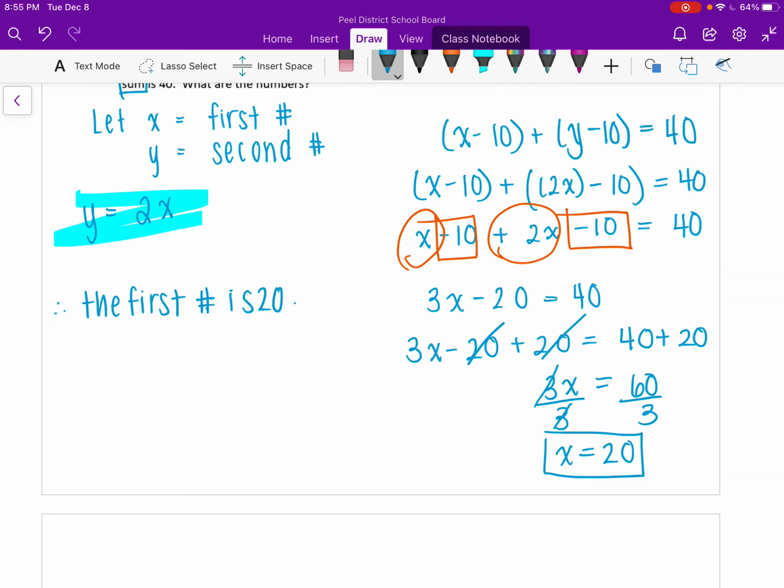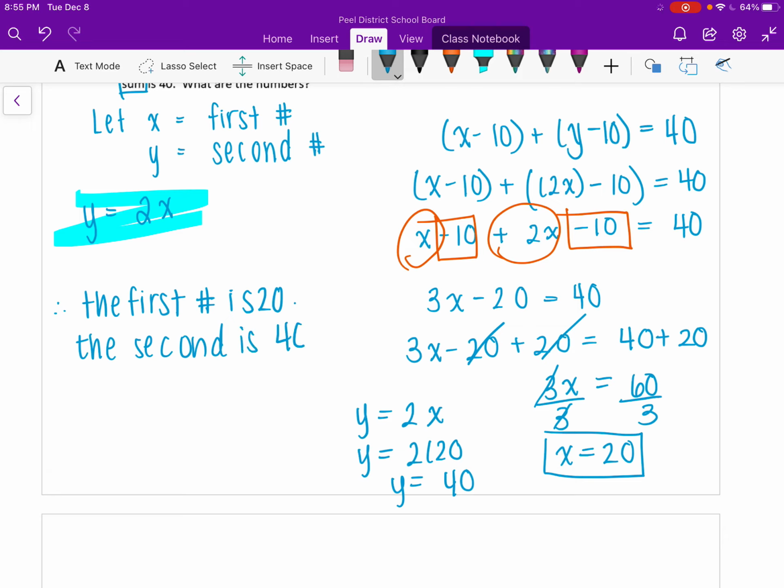How can we find the second number? Simple. We just plug it in. We say the second number is y, and y is equal to 2 times the first number, so y equals 2x, so y equals 2 times 20, so y equals 40, right? So you're going to put that in. So the first number is 20, the second is 40, and that makes sense, because if I did 20 minus 10, I would be left with 10, and then if I did 40 minus 10, I would be left with 30. 10 plus 30 will give me 40, right?